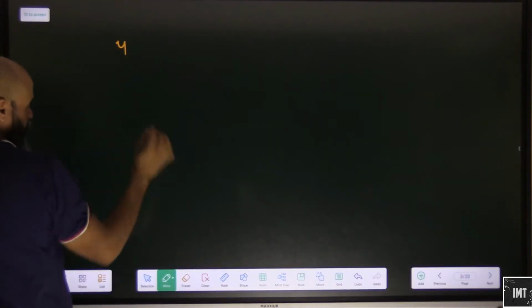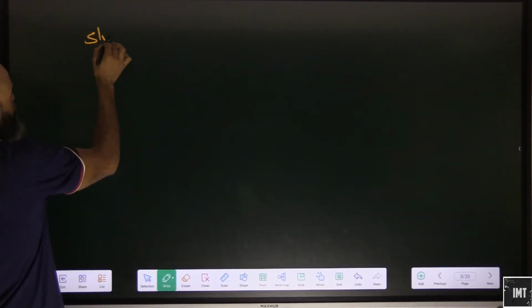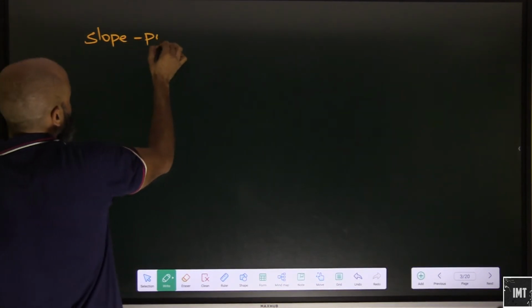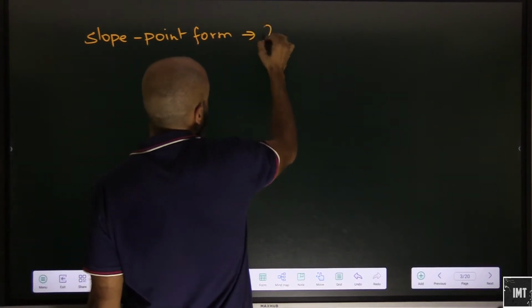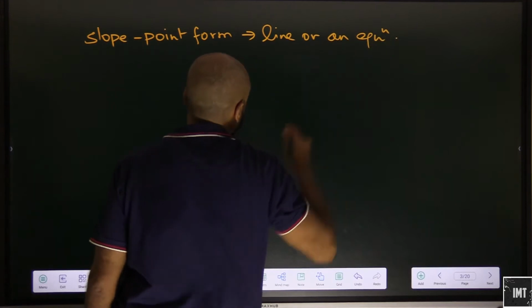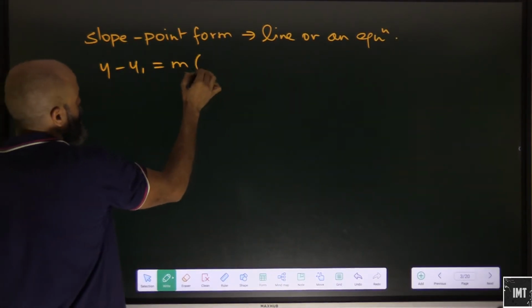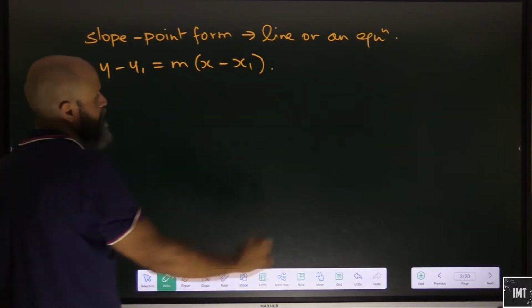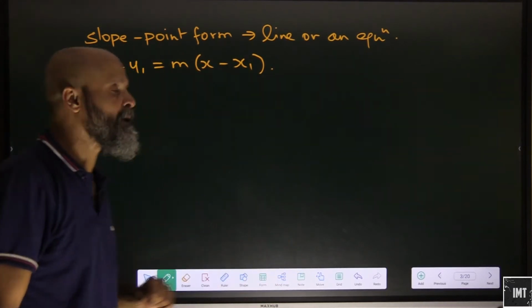Okay, so we know that the line can be represented by the slope point form of an equation. What is slope point form? We know y minus y1 is equal to m into x minus x1. That is called basically the slope point form of a line.